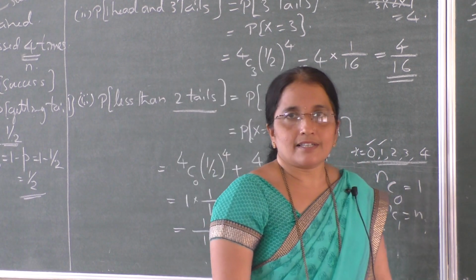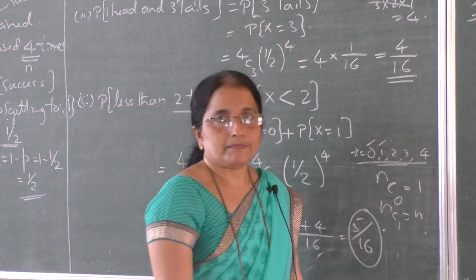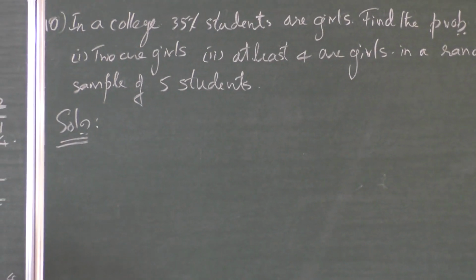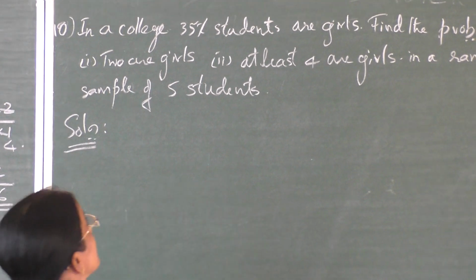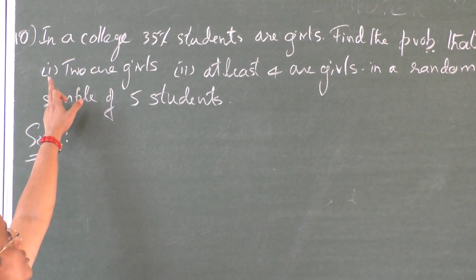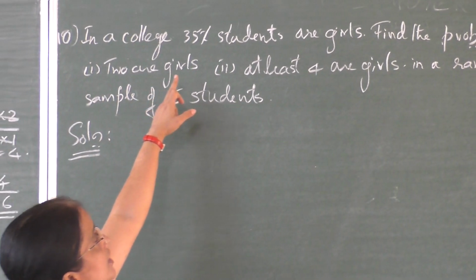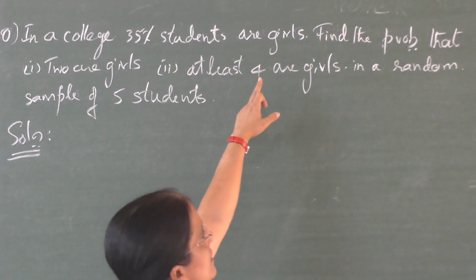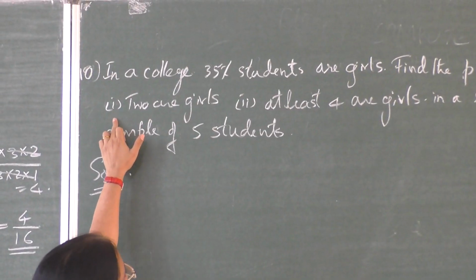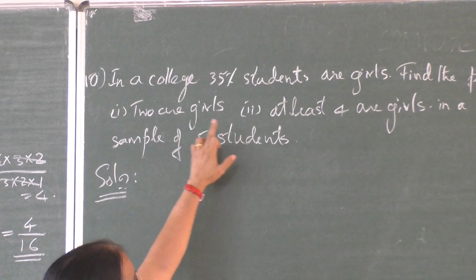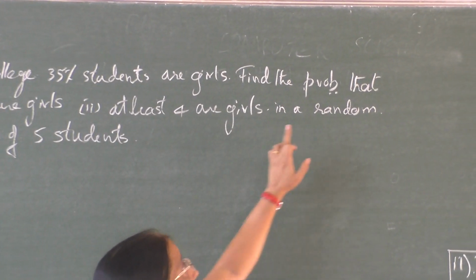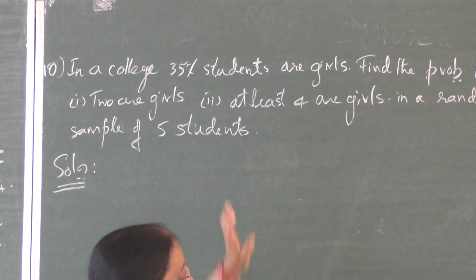Next, let us see another problem. Next question: in a college 35% of students are girls. Find the probability that, question number 1, 2 are girls. Question number 2, at least 4 are girls in a random sample of 5 students.